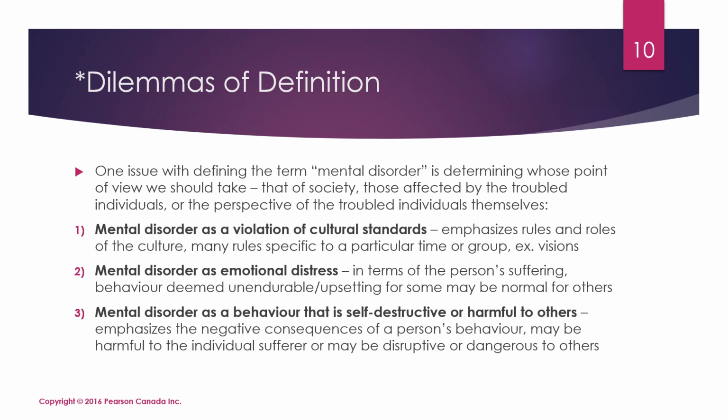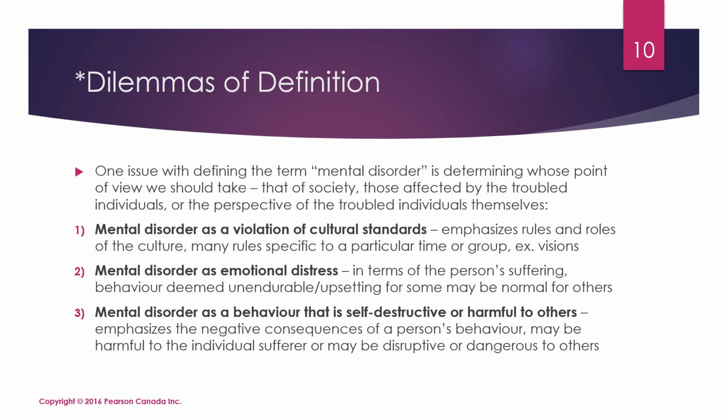Many rules might be specific to a particular time or a particular group of people. So for example, if somebody in North American culture says that they're seeing visions of somebody who is coming to talk to them, we might consider that a sign of mental disorder, whereas in some cultures it's totally normal to have visions of people, especially people who have passed, who meant things to you, coming and talking to you. So in that culture, it wouldn't necessarily be considered indicative of disorder.